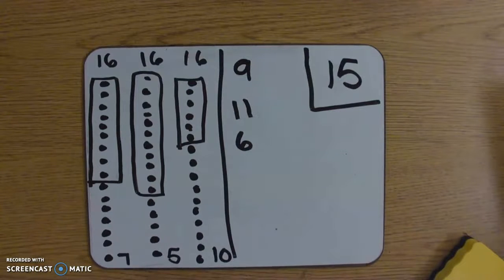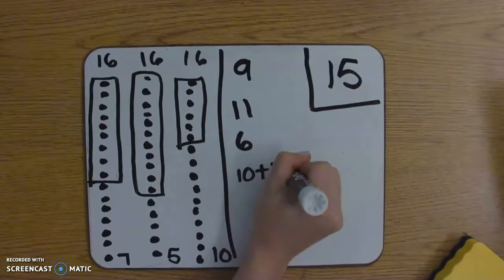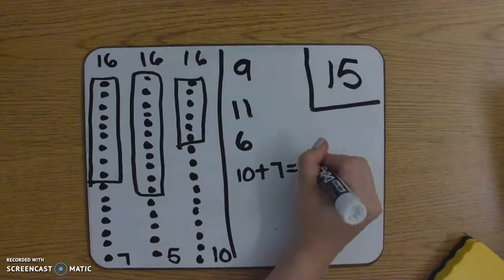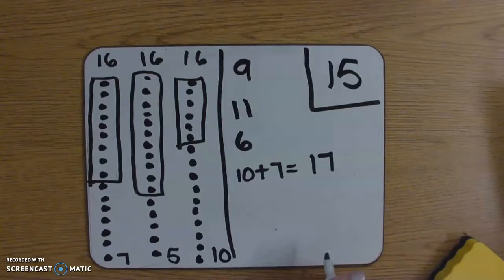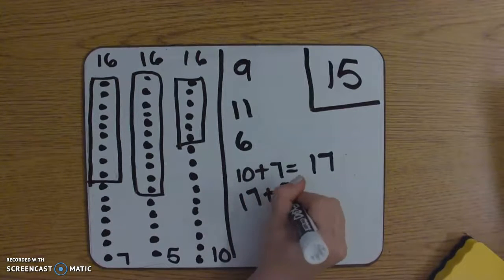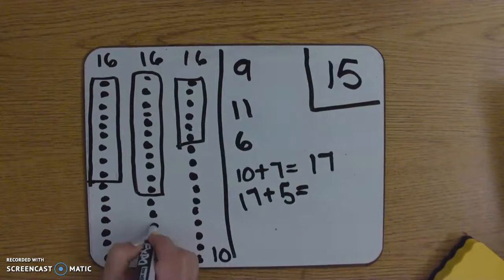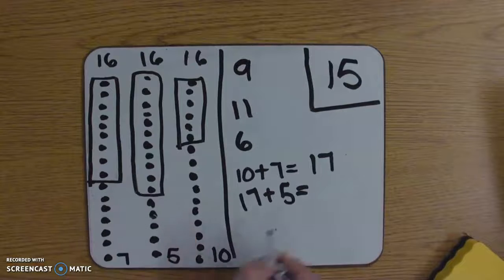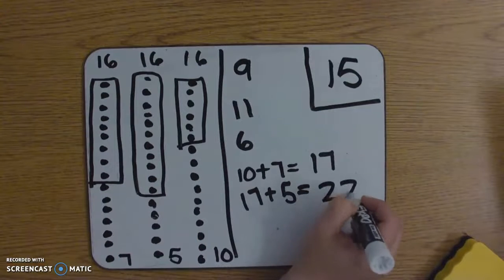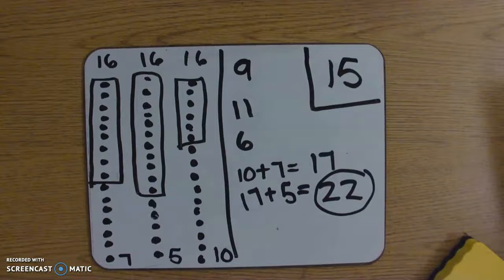Oh, ready to add up? First I'm going to do my 10 plus 7. That's an expanded form, and I know that it's going to be our teen number 17. Now I'm going to do my 17 plus 5, and I'm going to count on. So I'm going to put 17 in my head. 17, 18, 19, 20, 21, 22. So my answer is 22 cookies that the Cookie Monster ate.